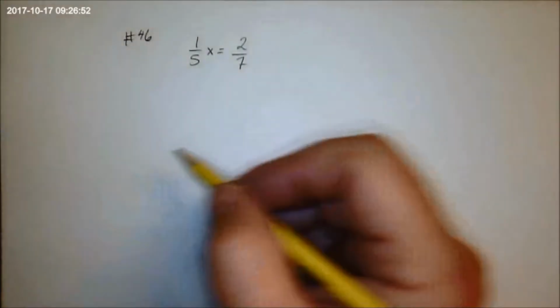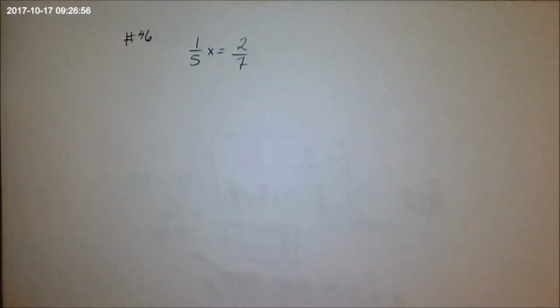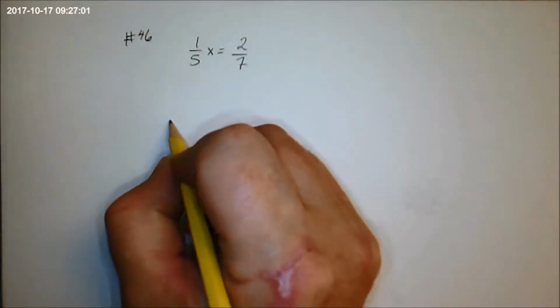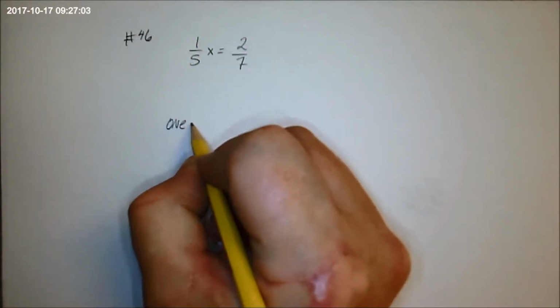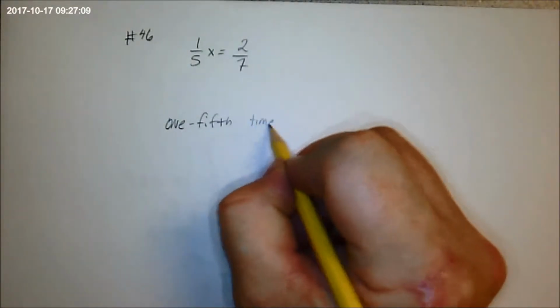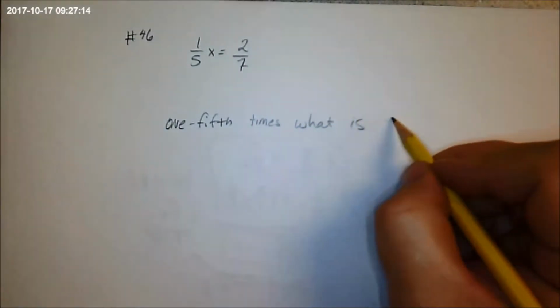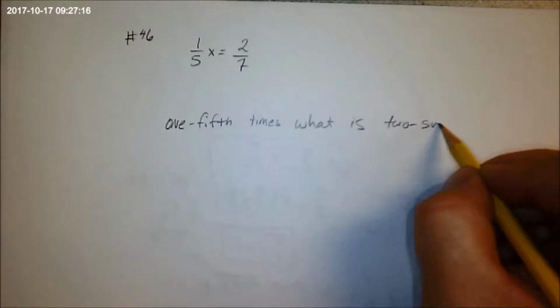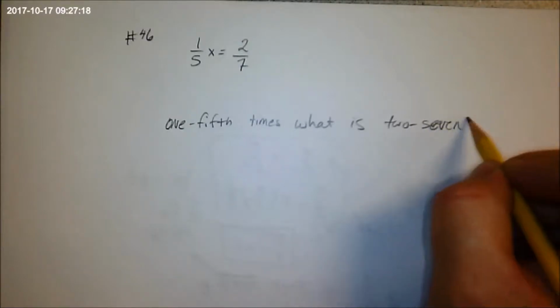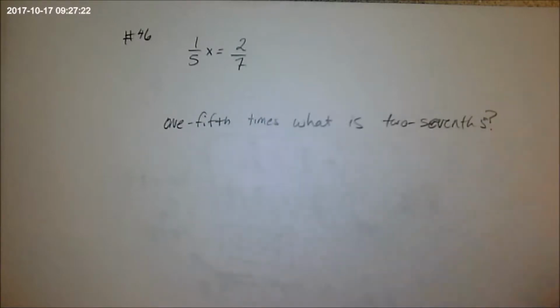I'm not teaching you step by step how to do this. I'm kind of teaching you the idea so that when you get stuck, you can get yourself unstuck. So, Krista, this says 1/5. That's not 1 minus fifth, right? It's 1/5 times what is 2 sevenths. And it's a question, right?